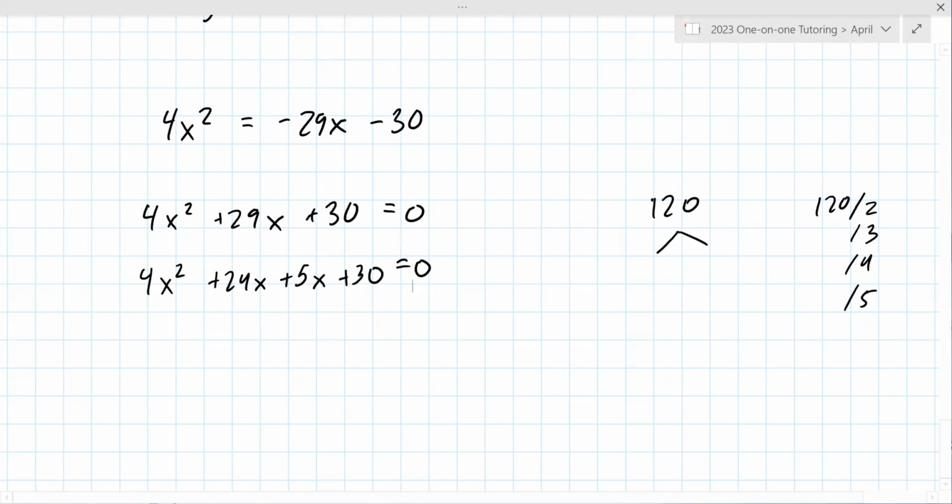Go ahead and keep working this out on your own, please. 4x plus 5 and x plus 6, and that goes to negative 5 over 4 and negative 6. I got x equals negative 5/4 and negative 6. You are correct.